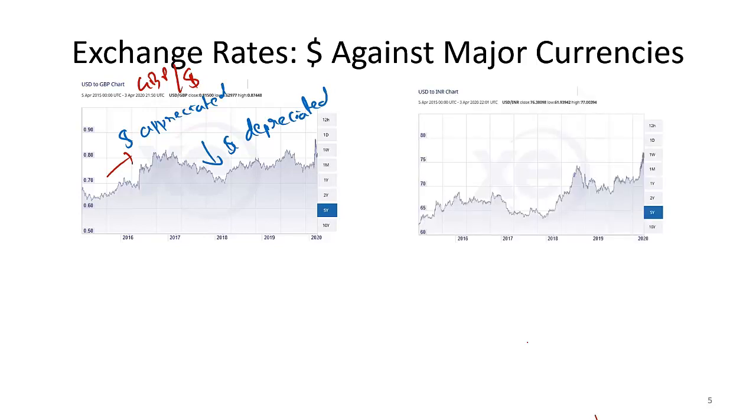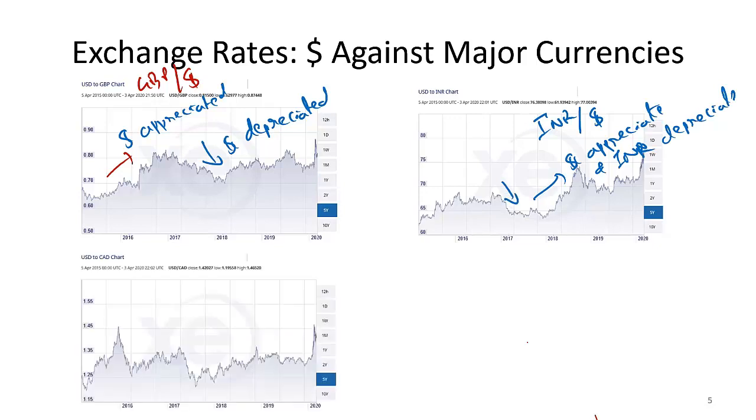This is the same graph but for Indian rupee. Rupee is the currency in India, so it's Indian rupee per dollar. Again, when it is going up, dollar appreciates and INR depreciates, and vice versa around this time.